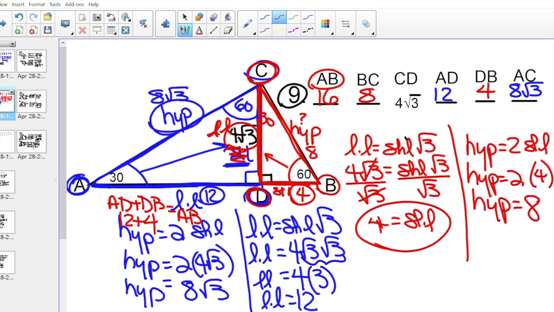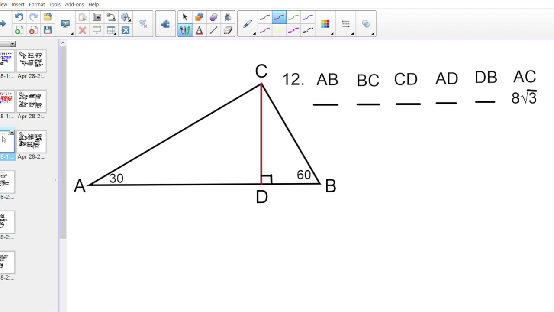There's 2 of them. That was number 7 and number 9. Well, let's see if we're making any progress. See if we're making any success. Let's move on down to number 12. Now number 12, it says AC again.